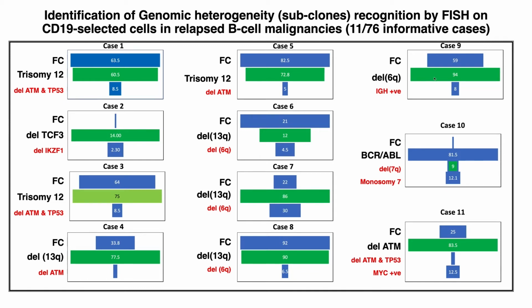In case number 9, 6q deletion was in the stem line, whereas IGH rearrangement was seen in 8% cells as a subclone. In case number 10 and 11, 2 different subclones were identified. In case number 10, 7q deletion and monosomy 7 are seen in lower frequency in the BCR-ABL positive case. In case number 11, ATM was in the stem line, whereas ATM P53 deletion and MYC rearrangement are seen in subclones.